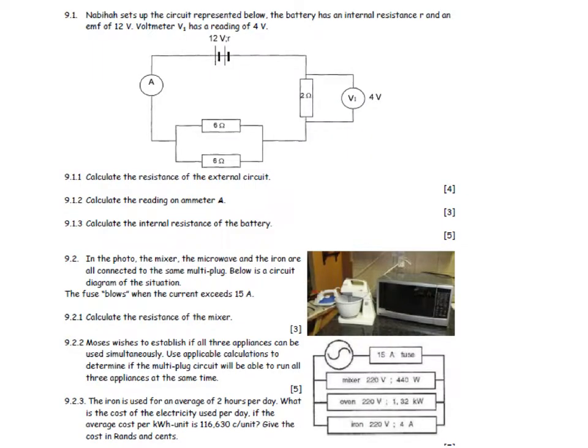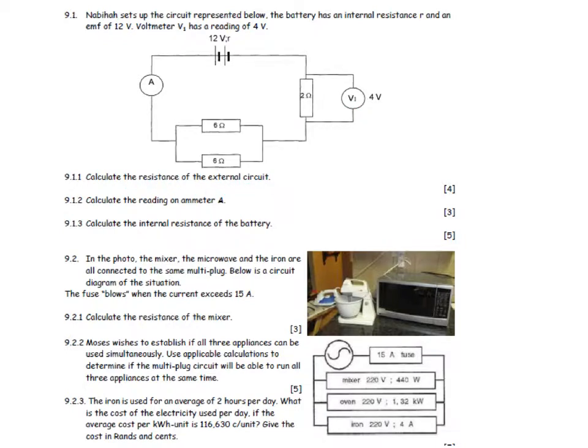Now we've got a circuit set up. The battery has an internal resistance of r and an EMF of 12 volts. V1 reads 4 volts. Calculate the resistance of the external circuit.